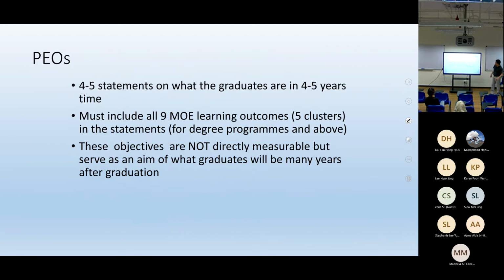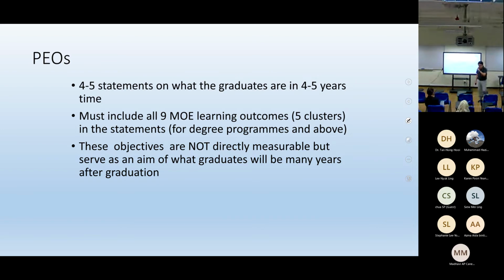Okay. So PEOs, 4 to 5 statements on what the graduates are in 4 to 5 years' time, must include all 9 MOE learning outcomes on the 5 clusters. Okay. These are for degree programs and above, all right, should include all. Now, there is a caveat, MQA allows, if you are diploma and below, you can maybe miss out one, it's fine. But for degree and above, you must have all.